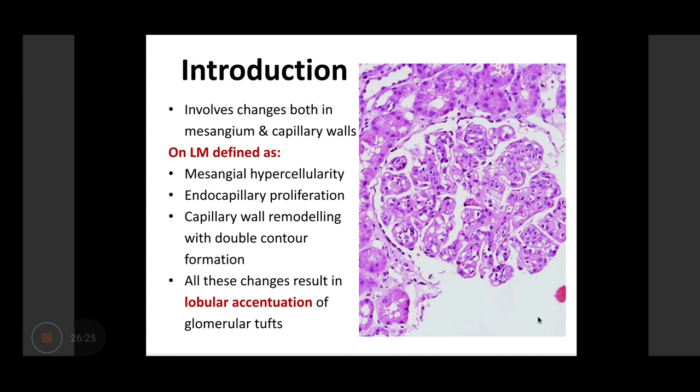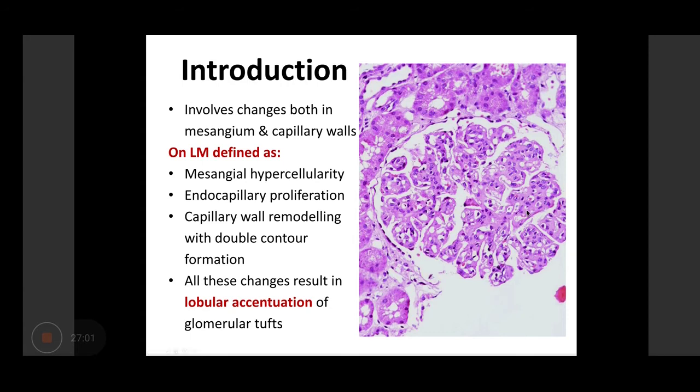As the term membranoproliferative suggests, there is proliferation which involves the capillary walls as well as the mesangium. As you can see in this picture, the glomerulus is quite enlarged in size. There is a lot of mesangial hypercellularity. In some areas you have some degree of endocapillary proliferation, not too much, right? Then what is more important is the capillary wall. It shows remodeling or double contour formation, which I will show you in the other stains.